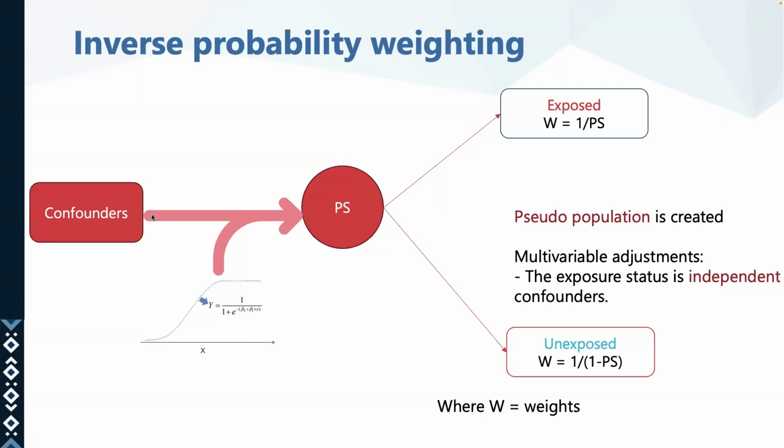And then what this does is it creates some form of a pseudo population where the exposure status now becomes independent of the confounders. And in statistics, when they say something is independent of confounders, it means there's no relationship between those two variables. And of course, if there's no relationship between those two variables, then you break the relationship of the confounders, and then you can be sure that what you get from an observational study is closer to the causal effect.